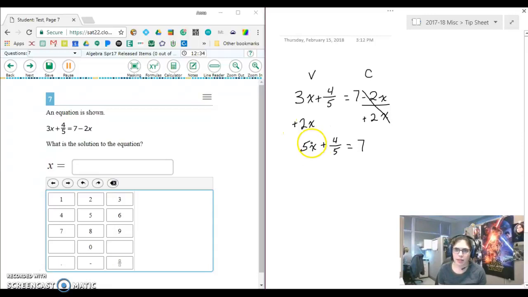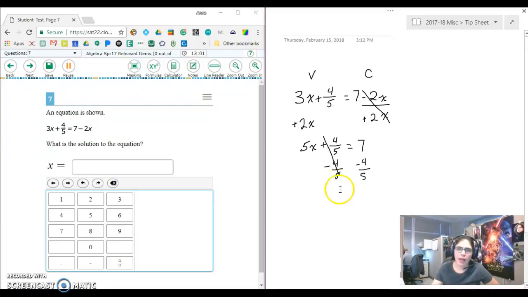So the next step is to get all of my constants on the right side. So the only constant that I have on the left is 4/5. So since I'm adding 4/5, I want to do the opposite and subtract 4/5 from both sides. Plus 4/5 minus 4/5 cancel out. And then I have 7 minus 4/5.